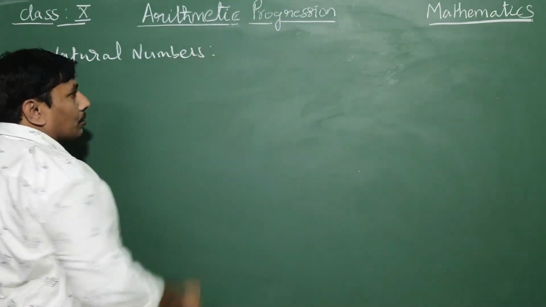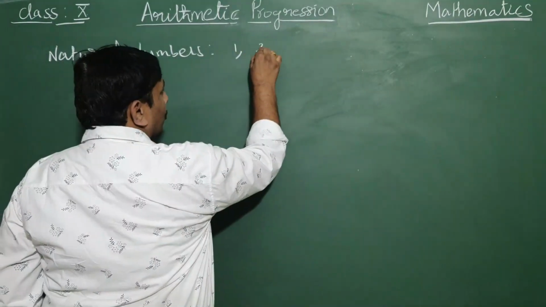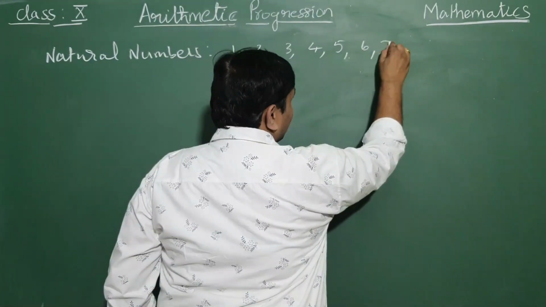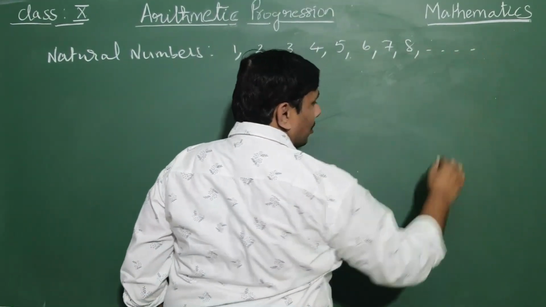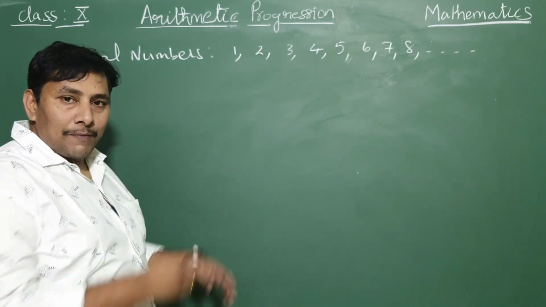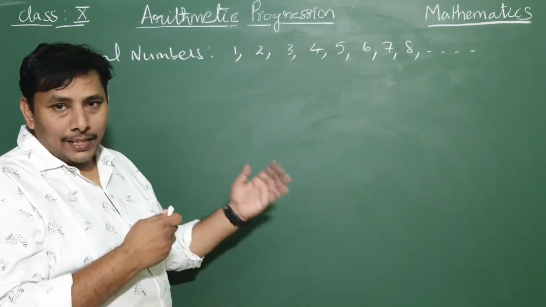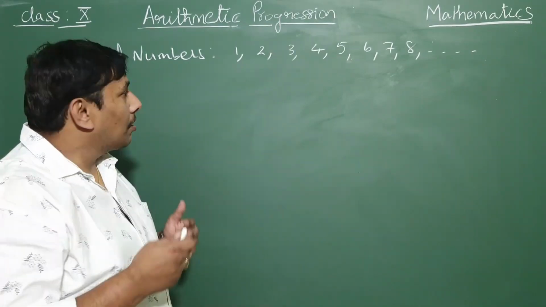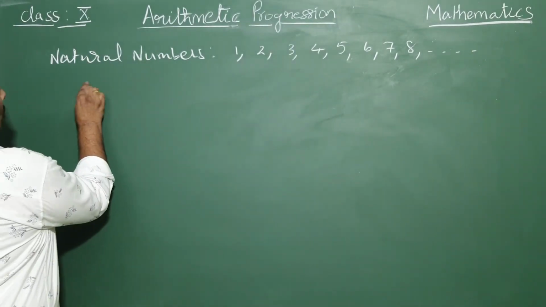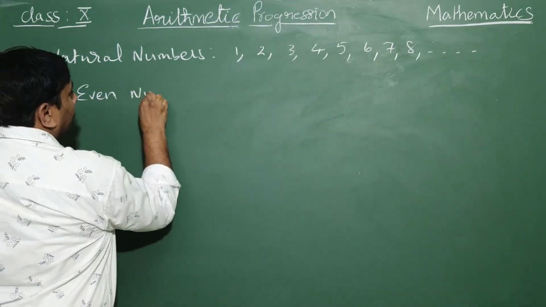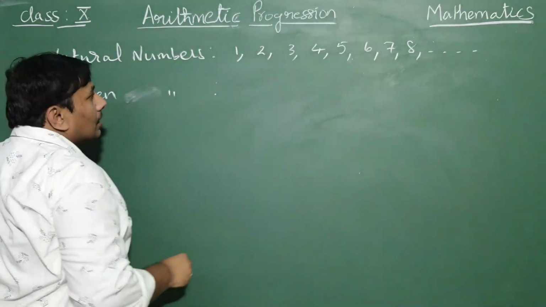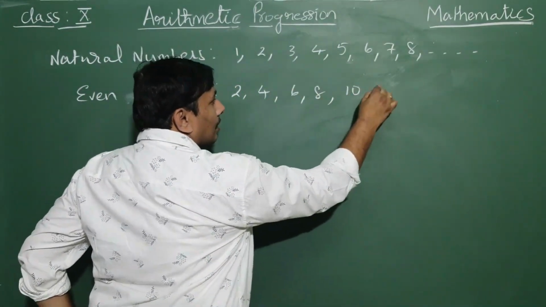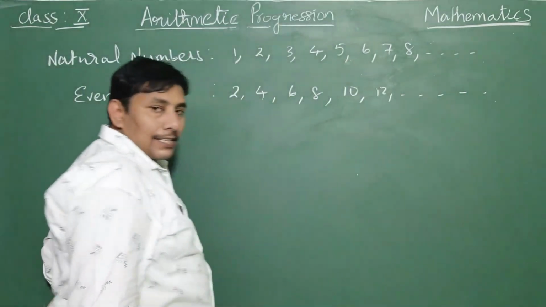Most of you know that the natural numbers are 1, 2, 3, 4, 5, 6, 7, 8 and so on. Now I'm not going to ask you about the whole numbers, the integers, the rational numbers and the real numbers. But we will discuss even numbers. So what are the even numbers? 2, 4, 6, 8, 10, 12 and so on. These are the even numbers.